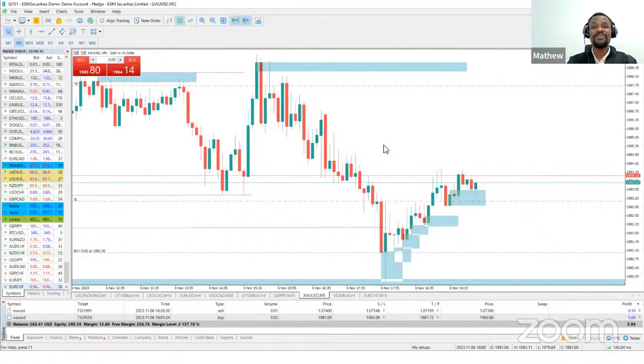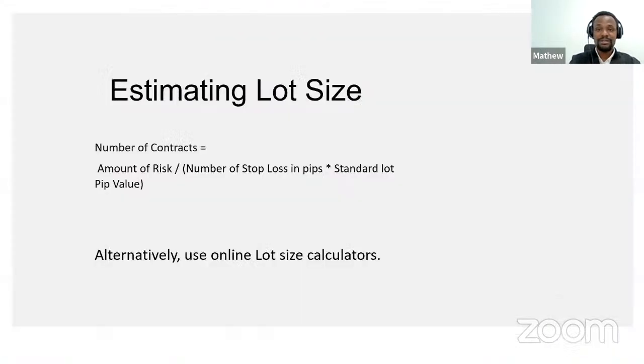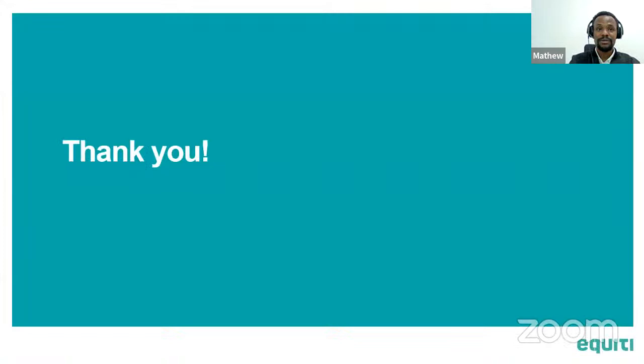One way of making sure that you do not lose it is by scaling in, scaling out of the market, estimating the amount of lot size that you want to trade with.